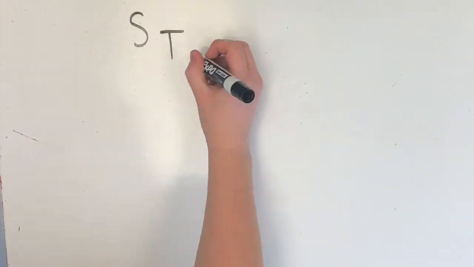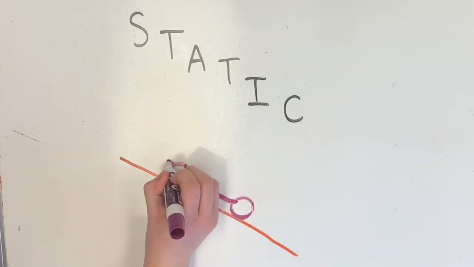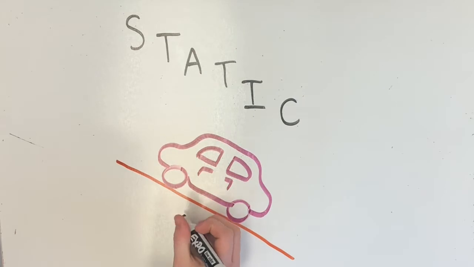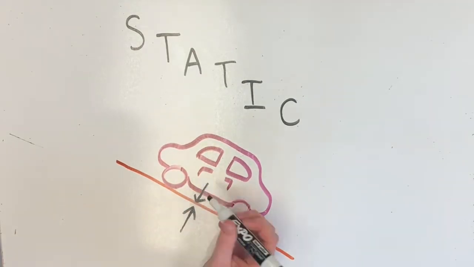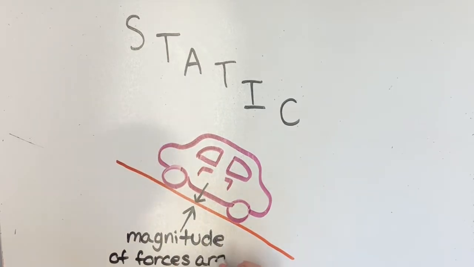Static frictional force is a force that keeps objects at rest, and it must be overcome for objects to start moving again. Imagine a car parked on a hill. The reason that car doesn't slide down the hill is because the magnitude of the force applied by the ground to the car is equal to that the car applies to the ground. So basically, it keeps the whole world from being a giant ice cube and having everything slide around all over the place.